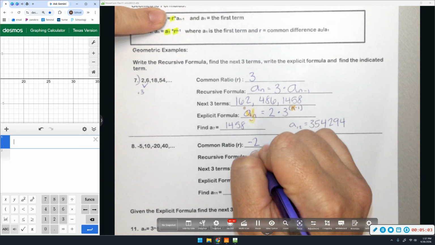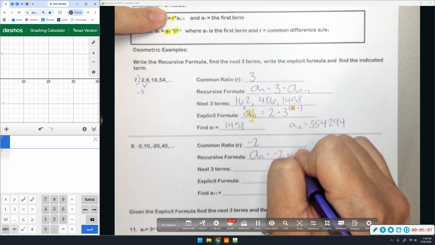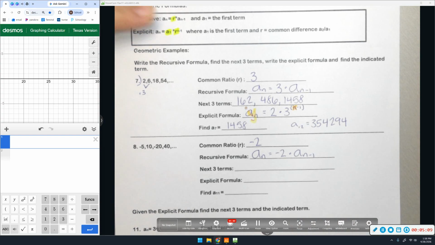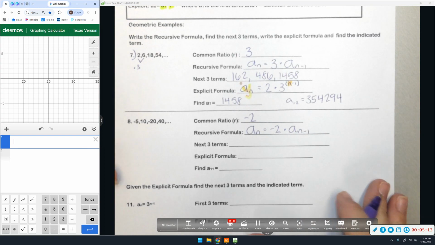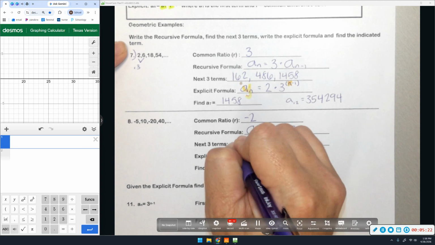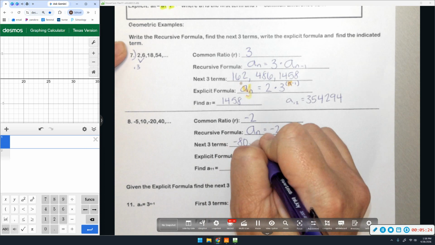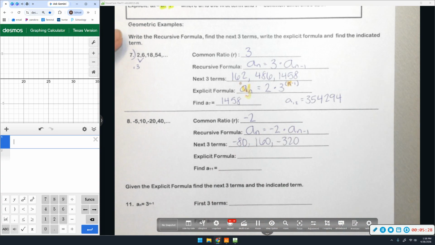Okay, recursive formula, again, we just plug in R. So a sub n equals r, which is negative 2, times a sub n minus 1. Now, with negatives, especially when it's every other term like this, we have to be careful in the calculator, so I'm going to show you that in a second. But to find our next term, what comes after 40? Negative 80. Then what? Positive 160. Then what? Negative 320. Good job.